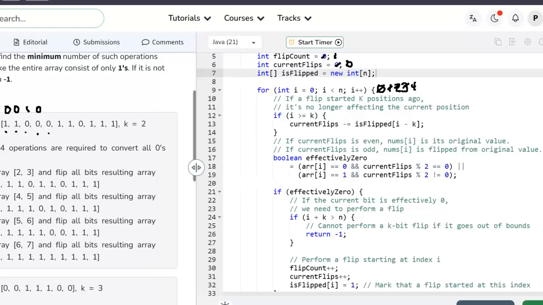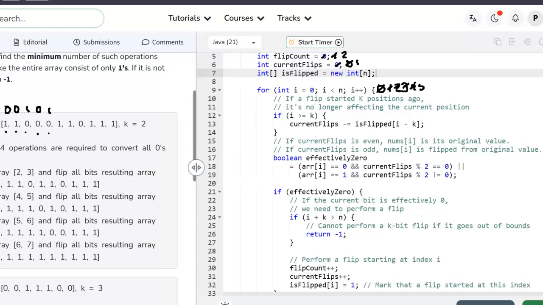Okay. So is index 5 effectively 0? Yes, because there's no flips in the current window. All right, if it is effectively 0, have we gone beyond the bounds of the array? No. Flip count is going to be incremented. 2. Okay, so we'll do a flip count. Current flips is incremented. 1. Is flipped at I equals 1. All right, so we're flipping index 4 and 5 there? Yes. All right.